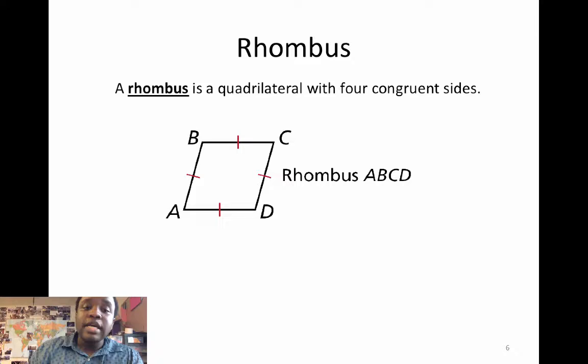A rhombus is a quadrilateral with 4 congruent sides. It's a quadrilateral with 4 congruent sides. So rhombus ABCD has 4 sides that are congruent to each other.